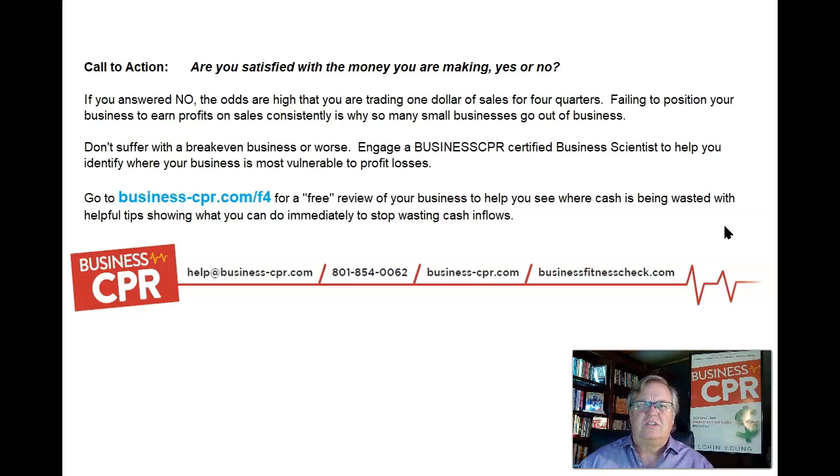If you're a business owner and you're not satisfied with the money you're making, then the odds are pretty high that you're in that trading $1 for 4 quarters scenario. In fact, you probably have some months where you're trading $1 for something less than 4 quarters. In other words, you're subsidizing your sales because you're not covering your costs adequately. Don't continue to suffer this way.